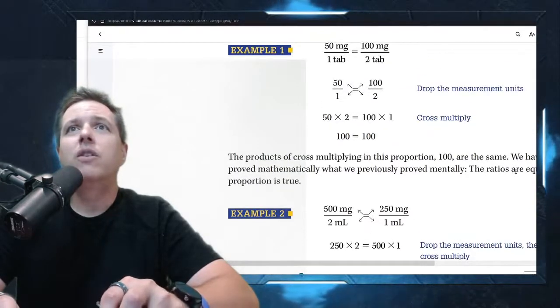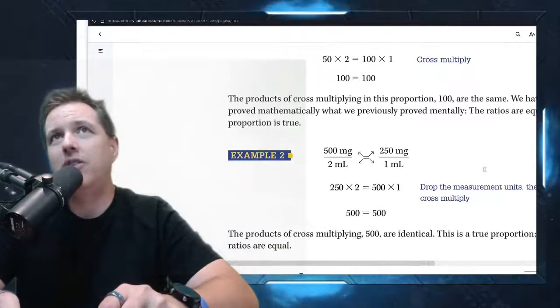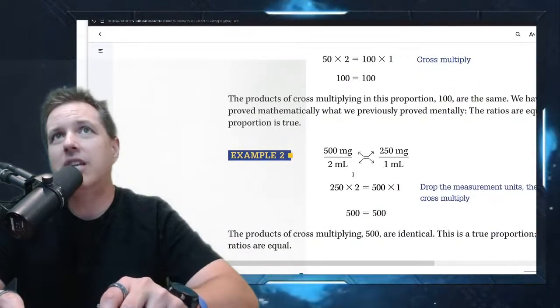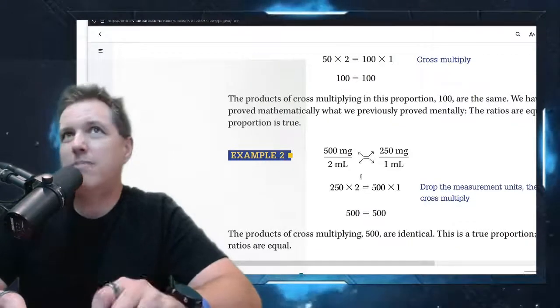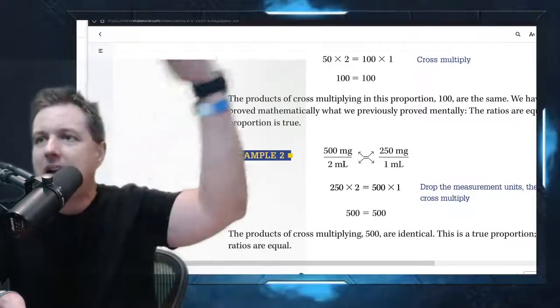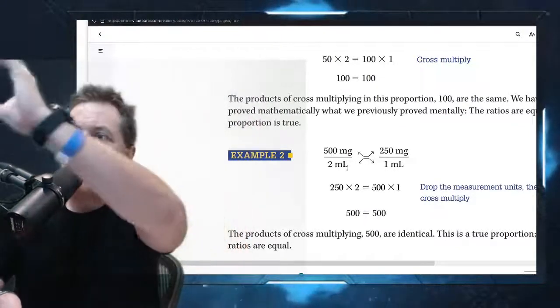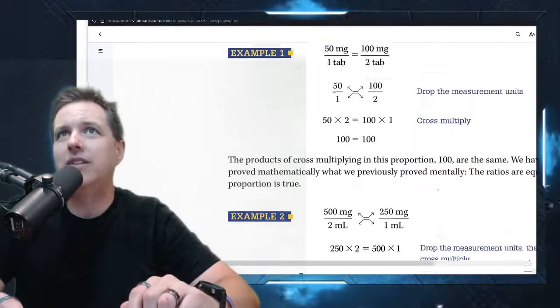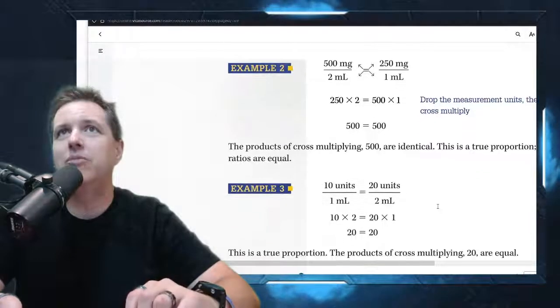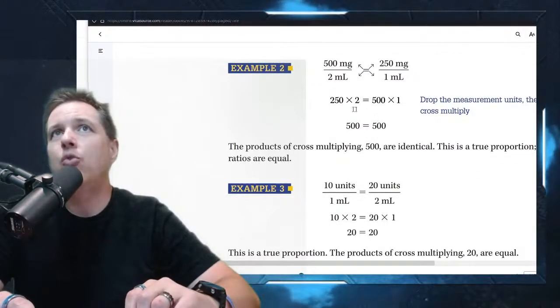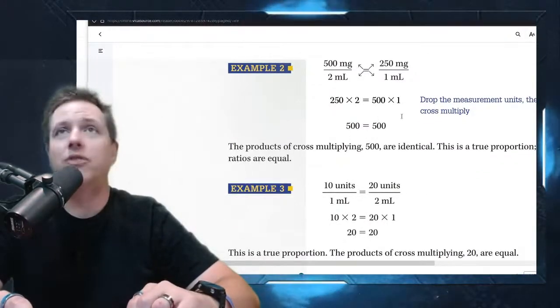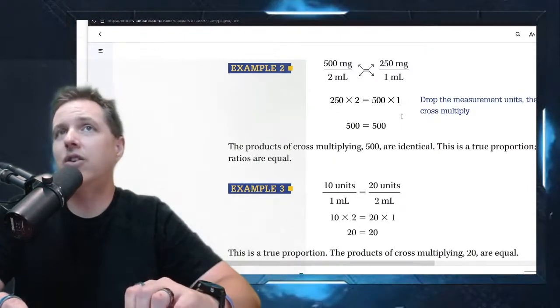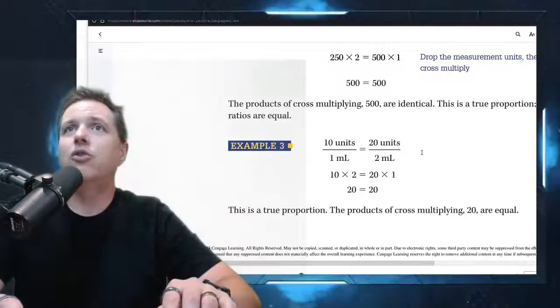Although they're being inconsistent about which side they put these on, it doesn't really matter. As long as you're multiplying diagonally and it ends up on one side of the equal sign, it doesn't really matter which one's on the left and which one's on the right, because they're being inconsistent between these problems. But the key is that if 500 equals 500, then you're good to go, right? It all sort of works out. So that's our cross multiplying.